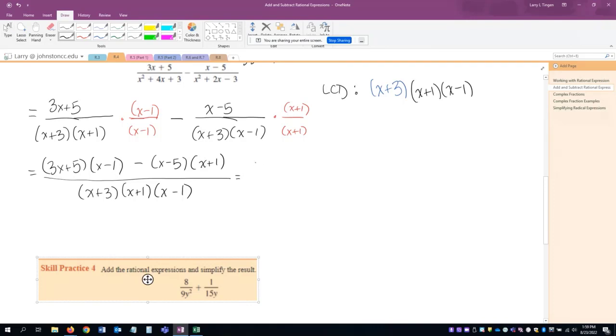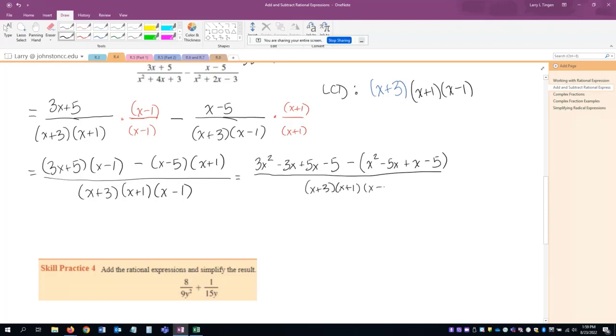3x plus 5 times x minus 1. That is 3x times x is 3x squared. 3x times negative 1 is negative 3x. Inner is 5 times x, which is 5x. And 5 times negative 1, negative 5. Minus x minus 5 times x plus 1 is x squared minus 5x plus x minus 5. And again, this is all divided by x plus 3 times x plus 1 times x minus 1.